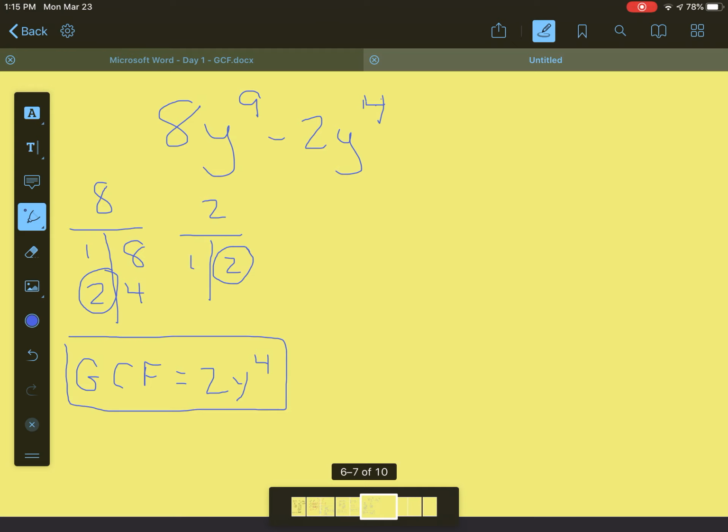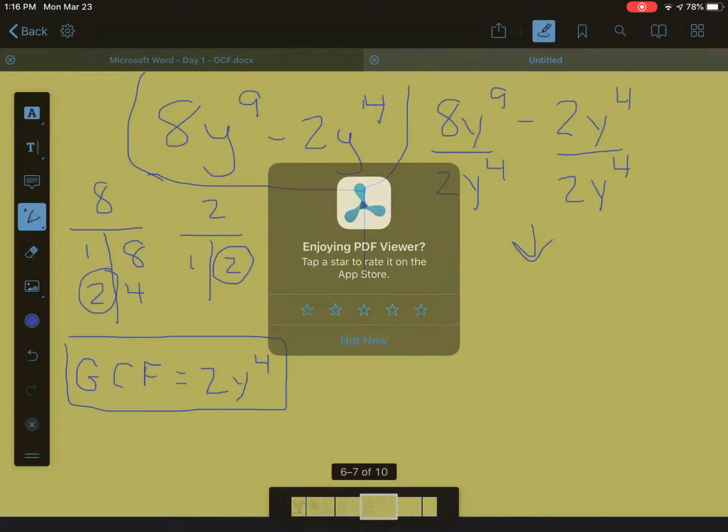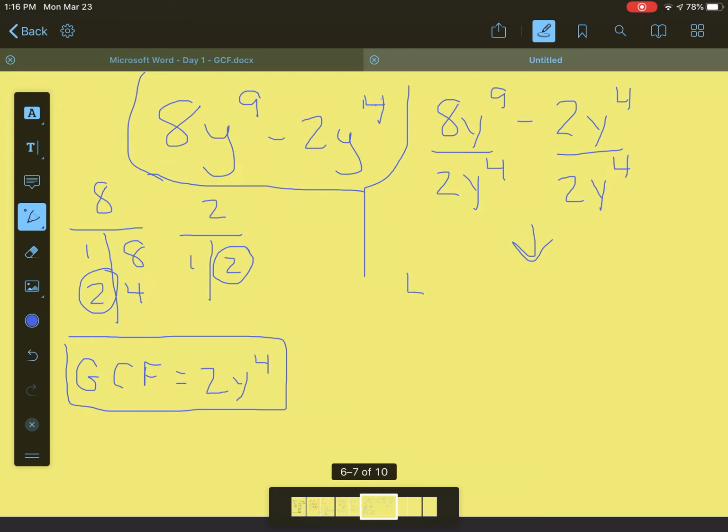Okay, all right, so now the second step is we are going to divide our original problem, which is this guy here, by our GCF. So we've got 8y to the 9th minus 2y to the 4th, and we're going to divide both pieces by 2y to the 4th, okay? So when we do that, 8 divided by 2 is 4.